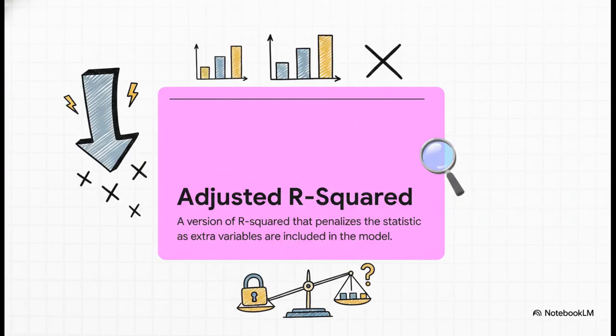So how do we fix this? How do we get a more honest number? Well, we use a smarter metric called adjusted R². It's basically a modified version that penalizes the score every time you add extra variables that don't genuinely improve the model's predictive power. Think of it like R² but with a built-in reality check.